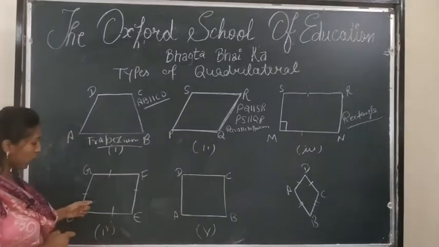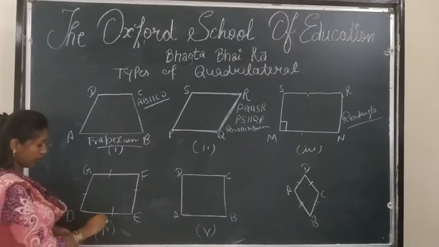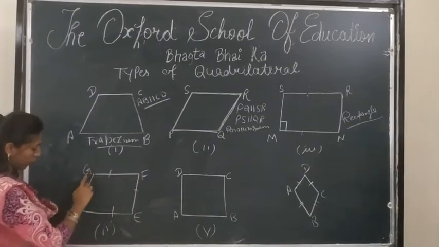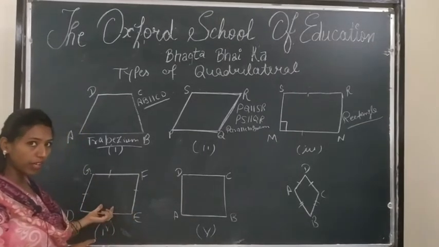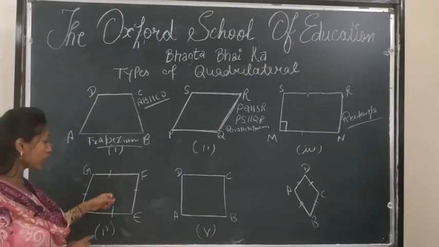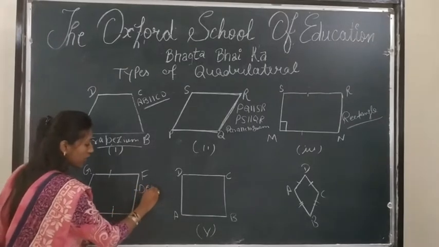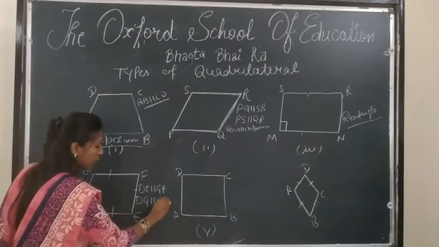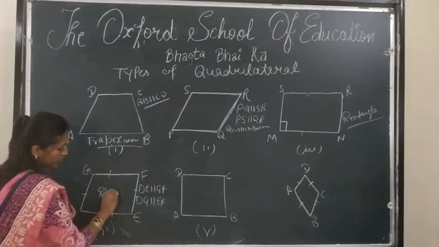Now come to the fourth diagram. In the fourth diagram, all sides are equal. Side DE equals EF equals FG equals GD. Also observe, is it a parallelogram? Yes, it is a parallelogram because both pairs of opposite sides are parallel. DE is parallel to GF and DG is parallel to EF, and also all sides are equal, then it becomes a rhombus.